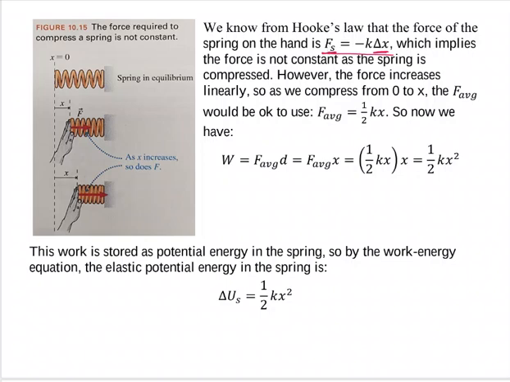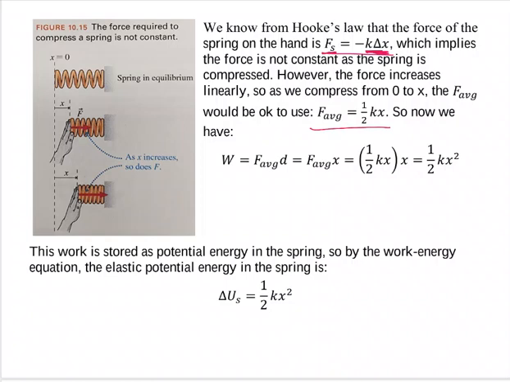However, the force increases linearly. So this is a linear situation. If I graph this, I would see a line. The farther I compress the spring, the more the force is. It will be linear. So as we compress from 0 to some distance x, the F average would be okay to use. So we can say F average equals 1/2 kx.